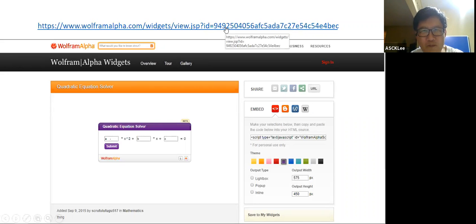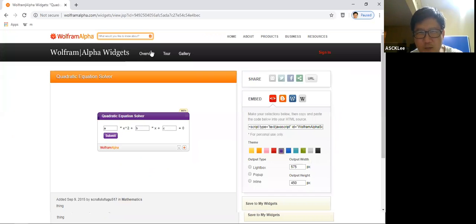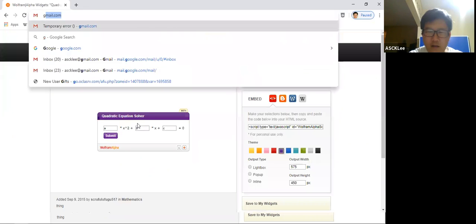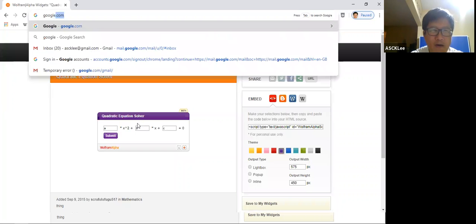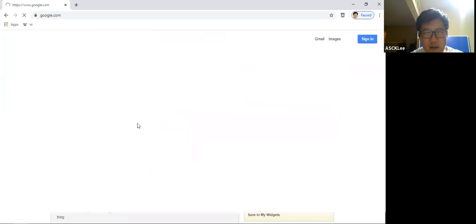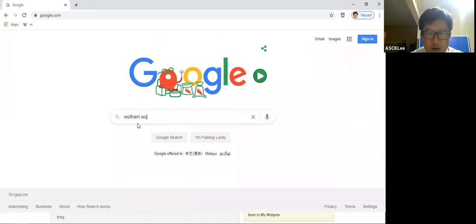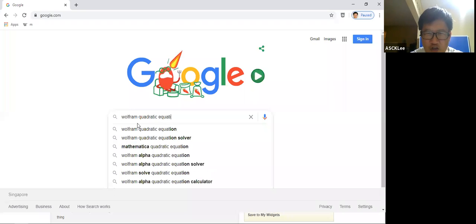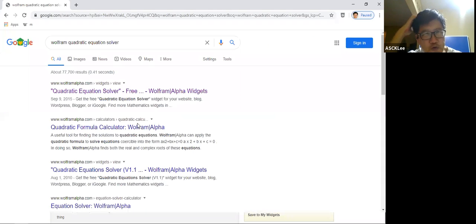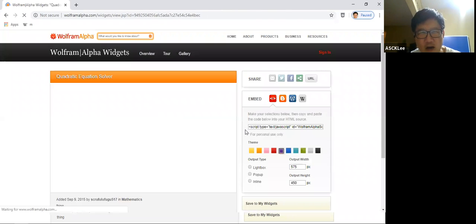And you don't have to memorize this. I'll show you how to get this because the URL is so complicated, so long. What you've got to do is just search Wolfram quadratic equation solver, and the first link here is what you want. And you can check all your questions.